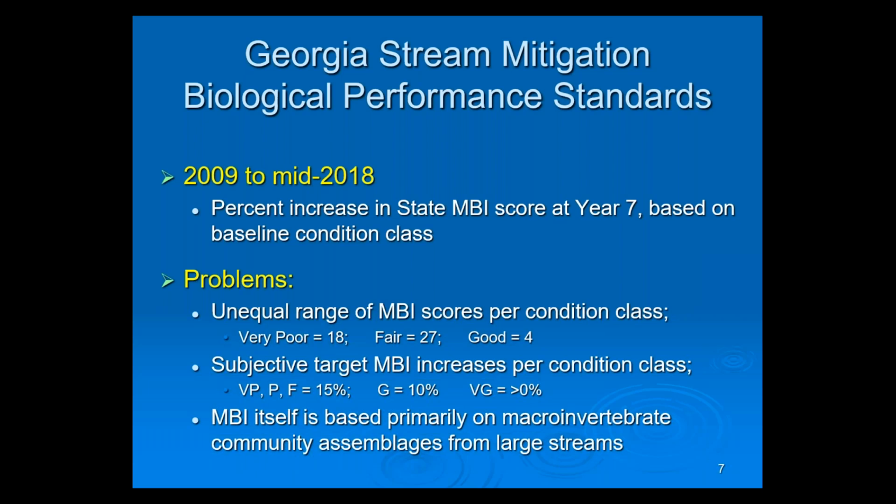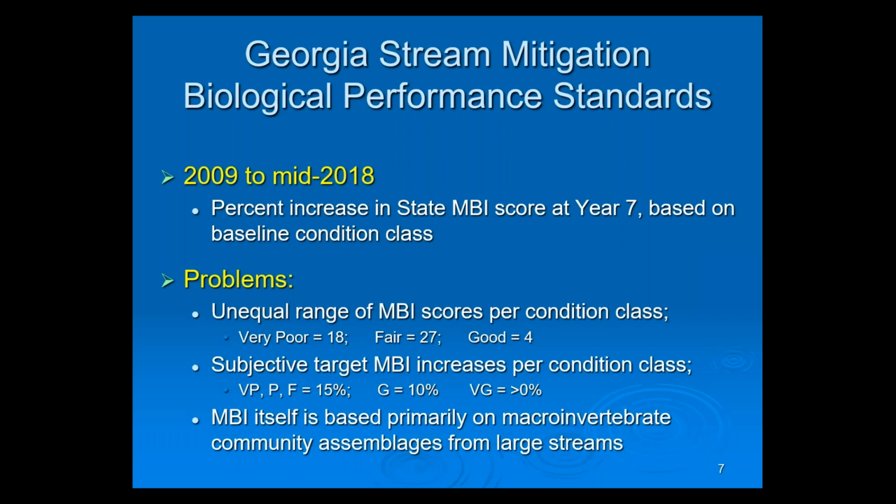And there were a number of problems with this, including the fact that in each of these condition classes, there's an unequal range of MBI scores, ranging from a very broad range in the fair category of 27 points, if you will, to a very narrow range in the good category of only 4 points. Furthermore, these targets were somewhat subjective and would sometimes lead to a situation where, in the very poor and fair group, for example, 15% of 18, the range of the MBI score in the very poor class, was not equivalent really in any way to 15% of the fair range or 27 points.